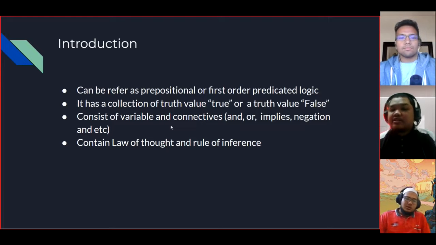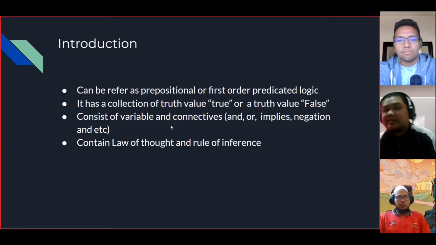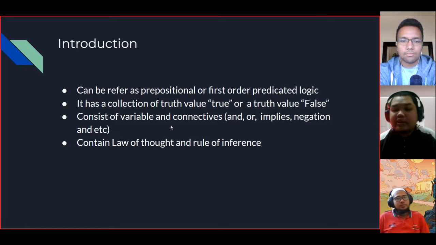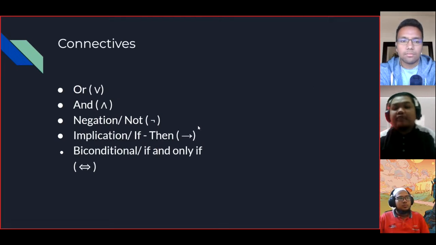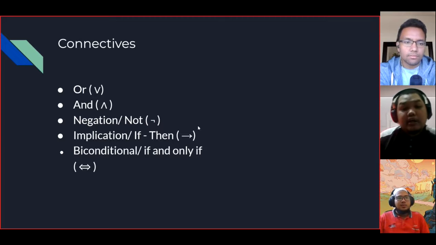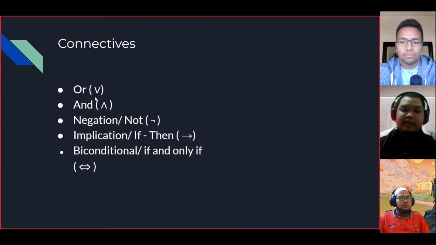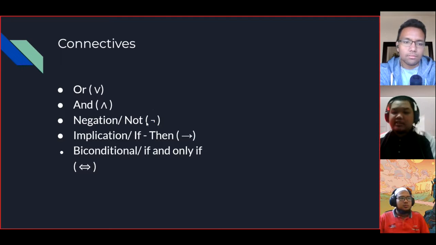The law of logic consists of variable and connective, such as and, or, implies, and negation, and etc. And for the law of logic, it also contains law of thought and rule of inference. Alright, for the connective, we have around 5. That is or, where this symbol looks like V, and that symbol that looks like an A, negation or not, implication, if and then, there is that symbol that looks like an arrow, and biconditional, that's the symbol that have 2 arrows.